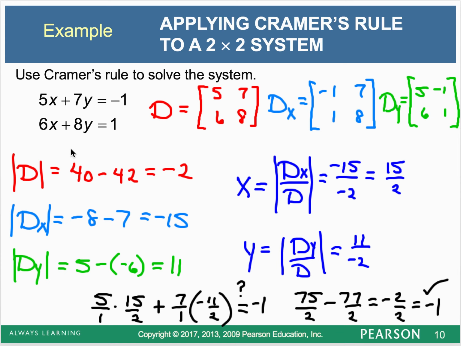You find the determinant for each matrix. You have a plain D determinant where you make the entries in your matrix the coefficients. In D sub x, you replace the x coefficients with the solution. In D sub y, you replace the y coefficients with the solution. Then you find the determinant of each one, and your solutions will be the x determinant over D, the y determinant over D.